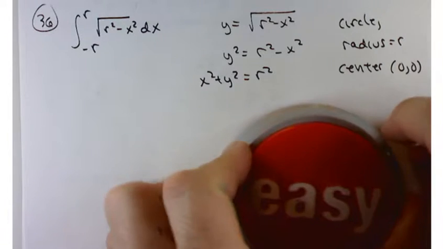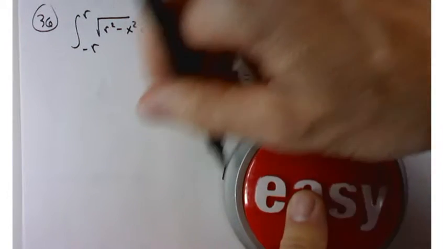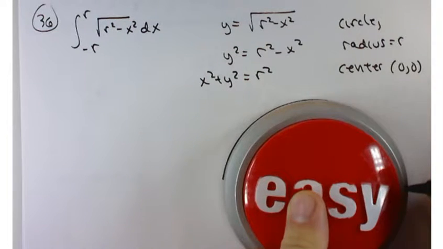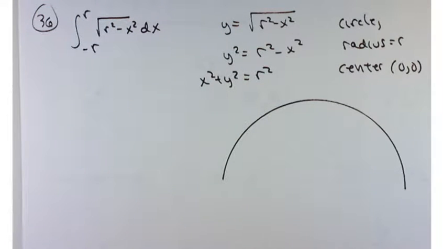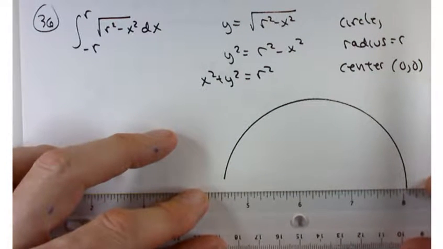So basically it's just the top half of a circle when you take the positive square root here, like we did with the current problem. So my goal is to find this area.